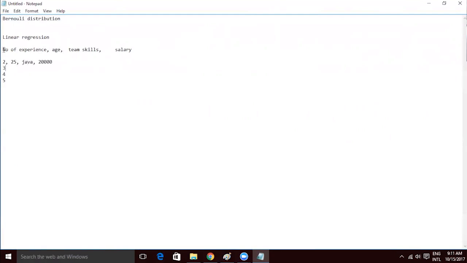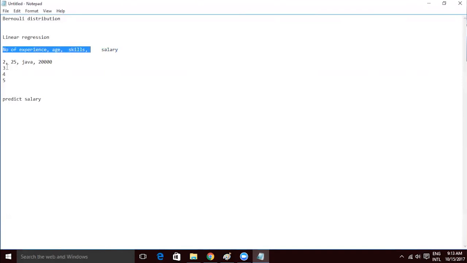Assume that you have data like this: number of experience, age, skills, and salary. Now we talk about linear regression. This is the input field, and we call these features: number of experience, age, skills. This is my training data, so I have to train on this, and finally I have to predict the salary based on these features.